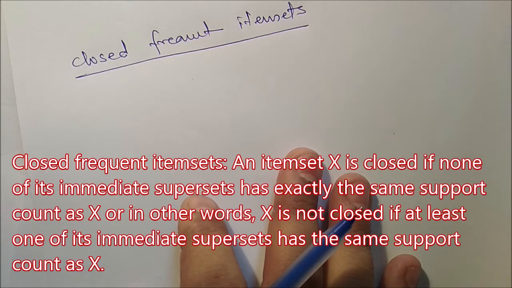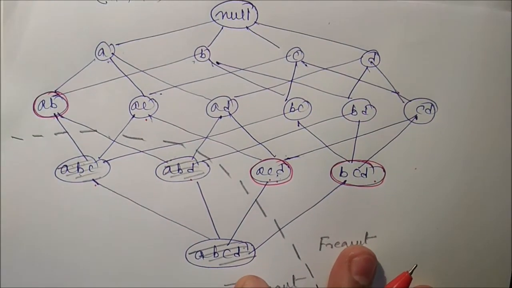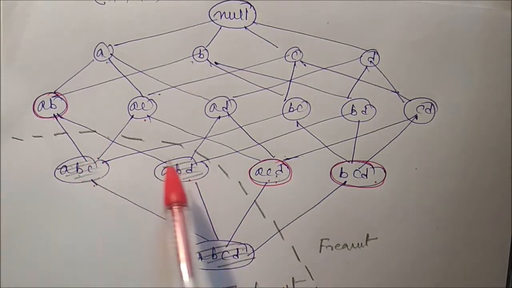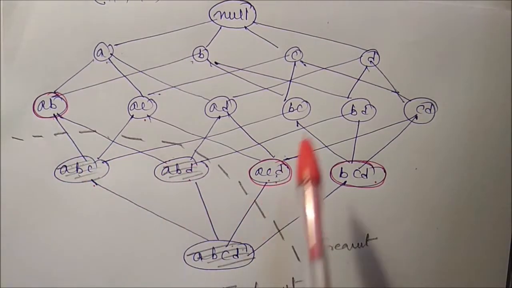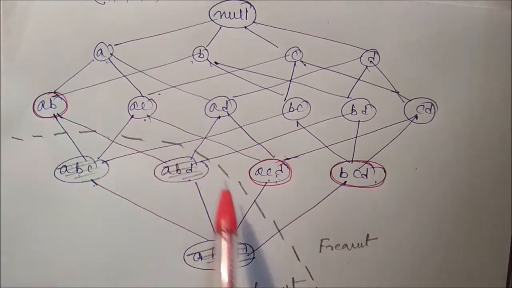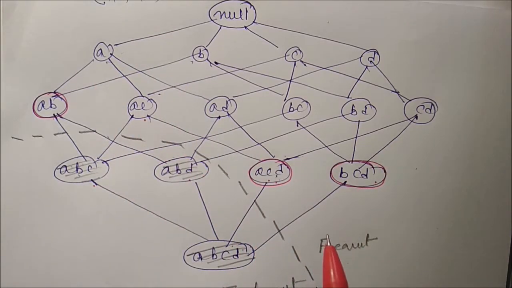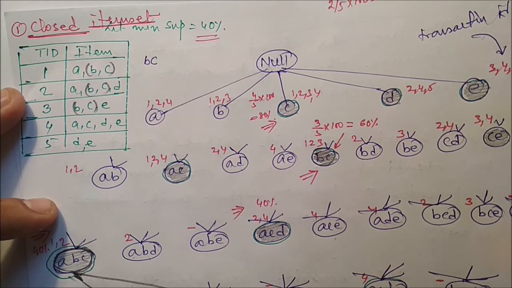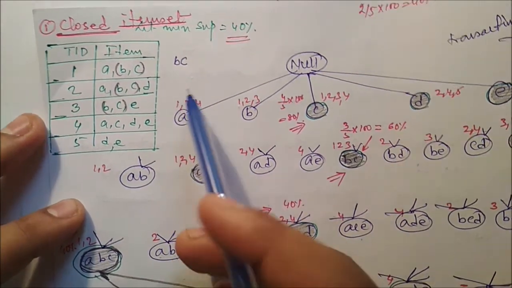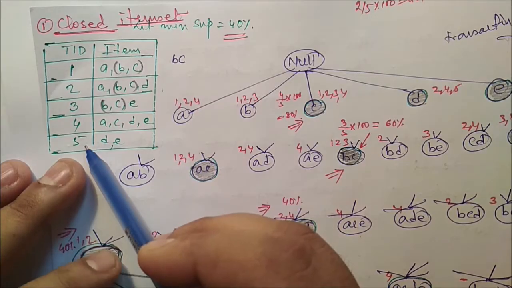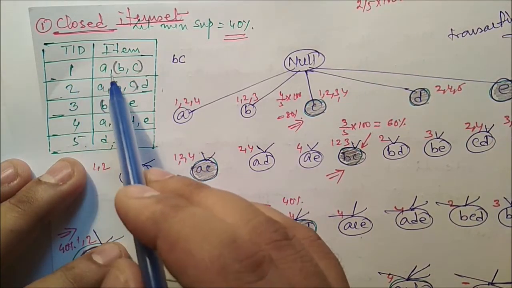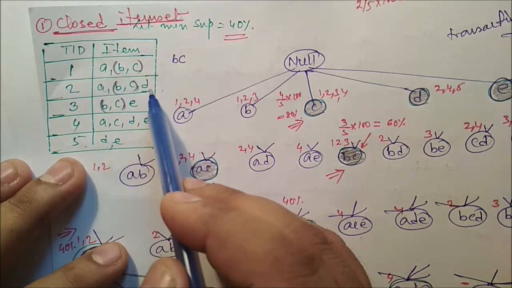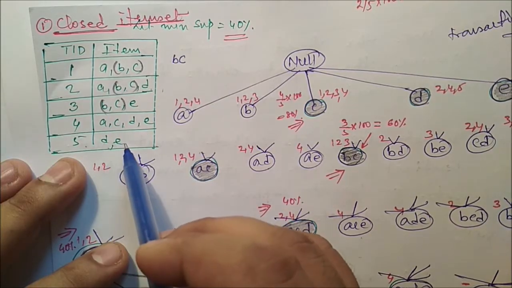So we'll see this using this particular rule. This is the infrequent region, this is the frequent region. We can identify the maximal frequent item set if the immediate supersets are infrequent. Now we discuss the closed frequent item sets. This is the transaction data where 5 transactions are there: ABC, ABCD, BCE, ACDE and DE.